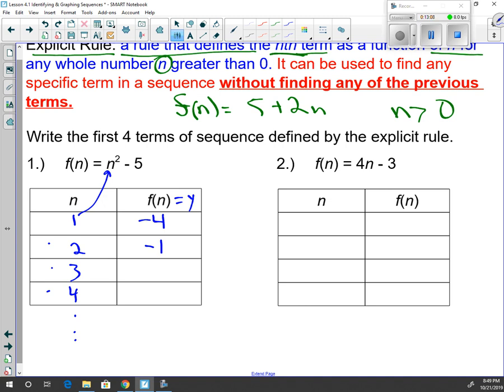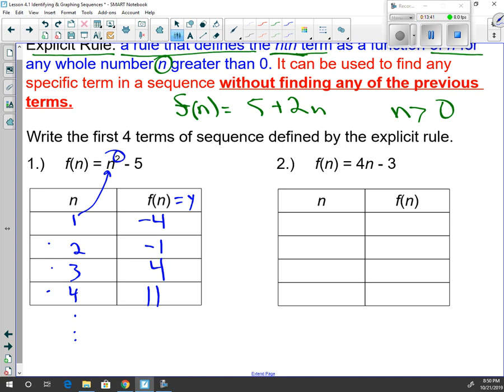If I substitute in 3, well, 3 squared is 9, 9 minus 5 is 4. So now the difference here is 3, the difference here is 5, and I really don't have a pattern where I'm adding. Why don't I? It's a squared term. Okay, the squared term means that it's not going to be a pattern where we're adding and subtracting. All right, in the fourth term here, 4 squared is 16. 16 minus 5 is 11. So those are my first 4 terms.